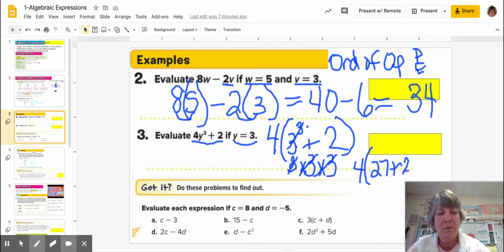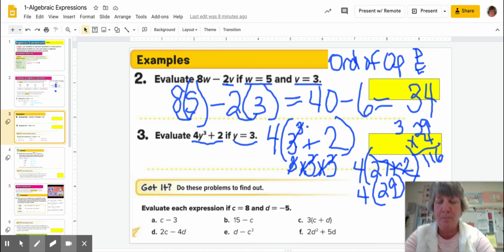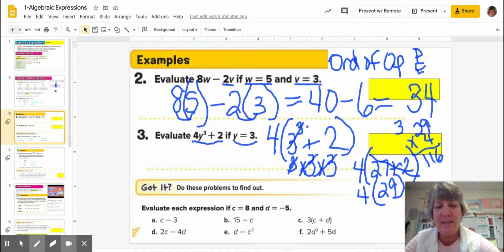Plus 2 is 29. I solve what's in parentheses. And 29 right next to 4 means to multiply. So I do a little 29 times 4 multiply. 9 times 4 is 36. Carry 3. 4 times 2 is 8, 9, 10, 11. 116 will be my final product. All right. At this time, I would like for you to do A.